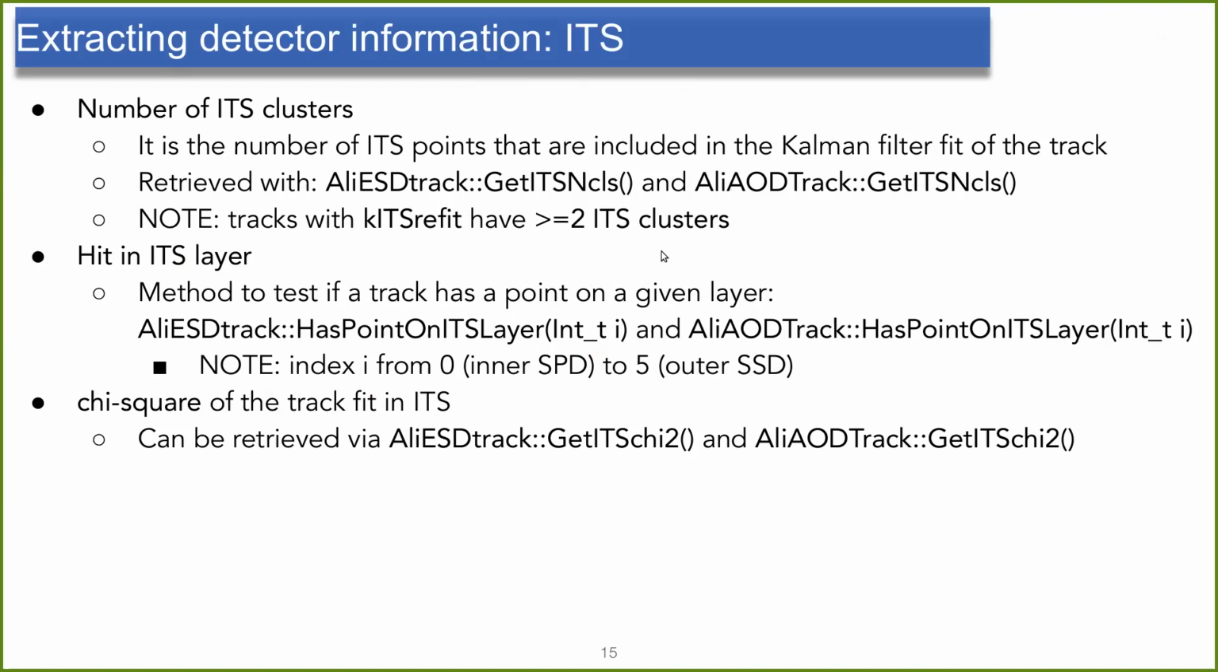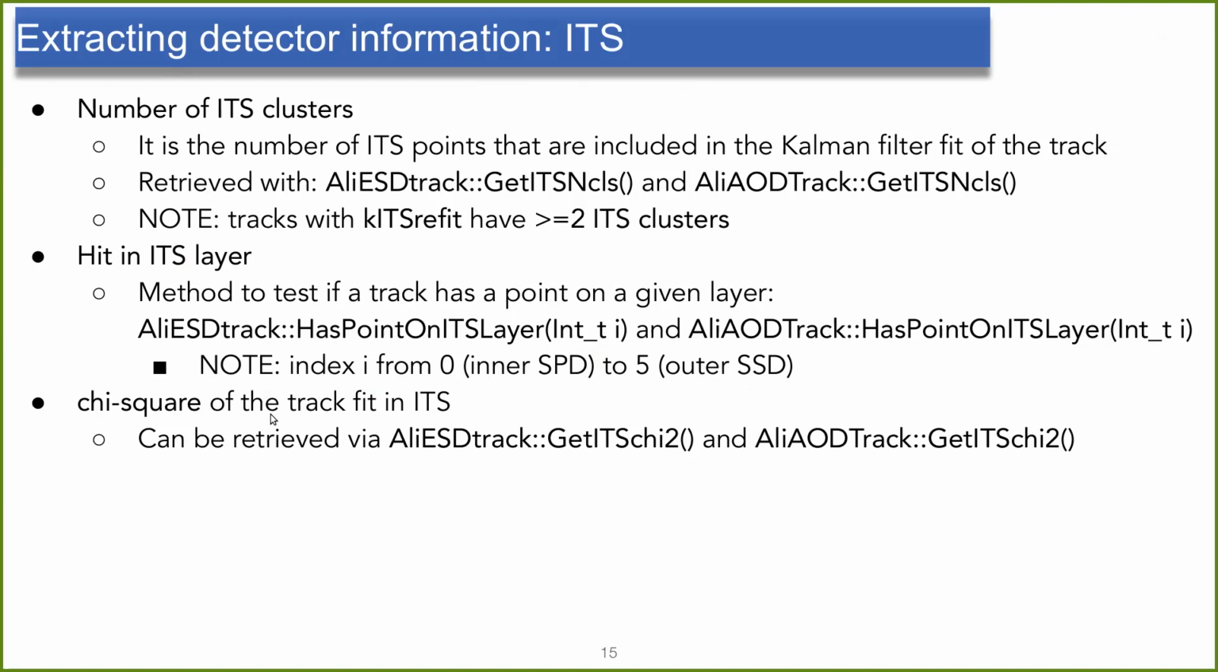Then you can also check in which layer of the ITS the track has a hit. You can do it by calling HasPointOnITSLayer, and in the argument you put the number of the layer. It gives you a Boolean telling you whether the track has a hit on that particular layer of the ITS. If you put 0, it will say if the track has a hit in the inner layer of the SPD. If you put 5, it will tell you if it has a hit in the outer layer of the SSD. In the ITS we have 3 detectors: SPD, SDD, and SSD. So in total, 3 times 2, 6 hits you can get.